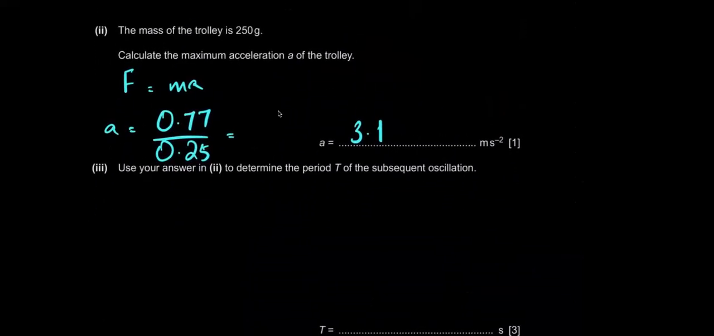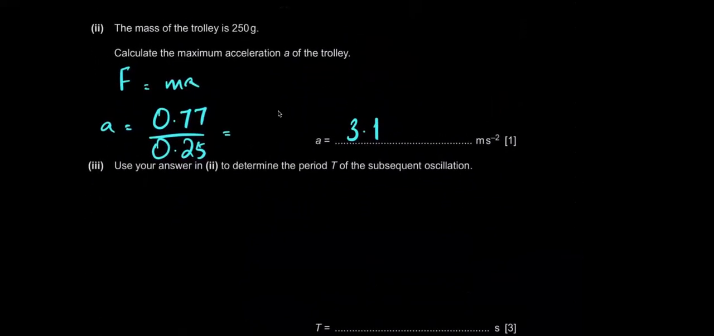Use your answer in part A 2 to determine the period T of the subsequent oscillation. So we have to use the answer in part 2, which was actually the acceleration, so we know this is 3.1. And if I need to find the period, this is obviously oscillation, so this is simple harmonic motion, so I would have to use this equation, right?